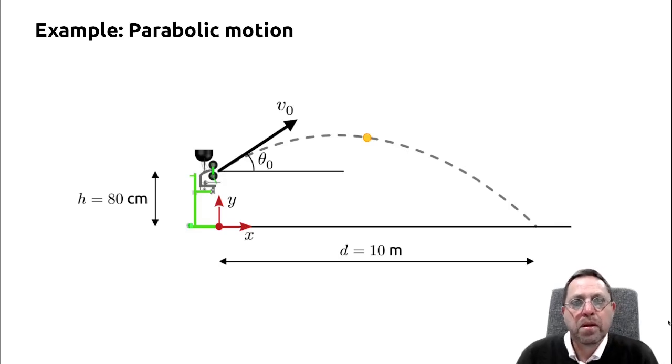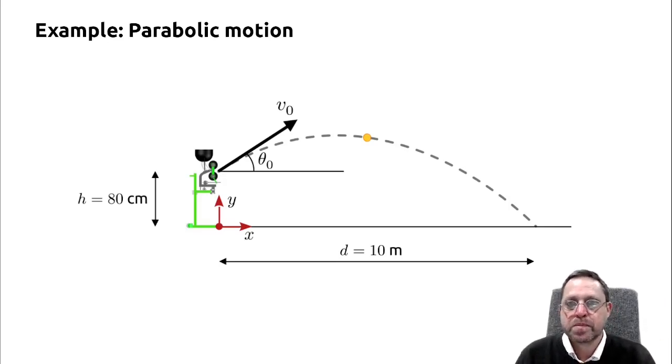We'll take the example of a tennis ball launcher that launches tennis balls at a speed v naught, or v sub 0, and angle theta naught. And it does that from a height of 80 centimeters off the ground. That's h. And we would like to choose v naught and theta naught such that the first bounce of the ball occurs at 10 meters from the launch point.